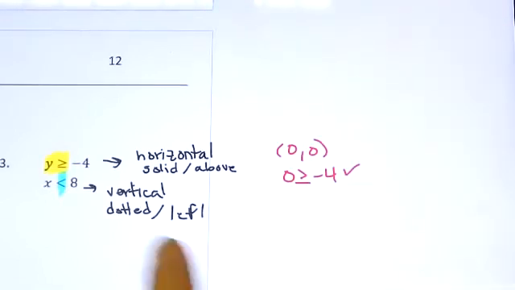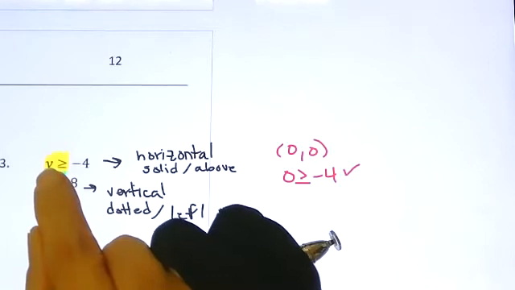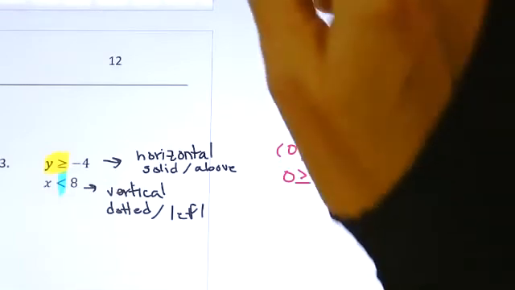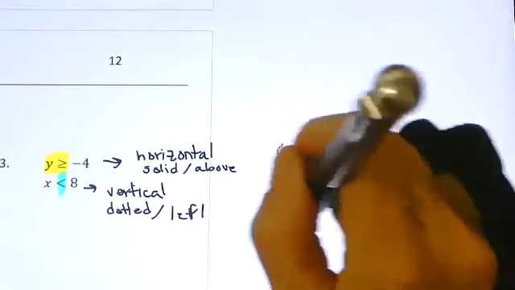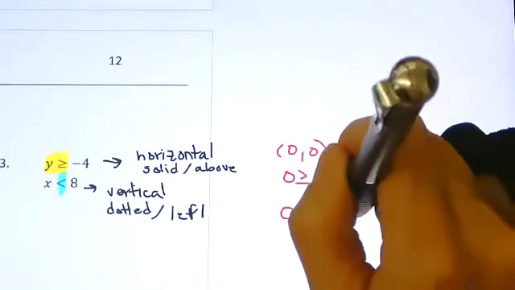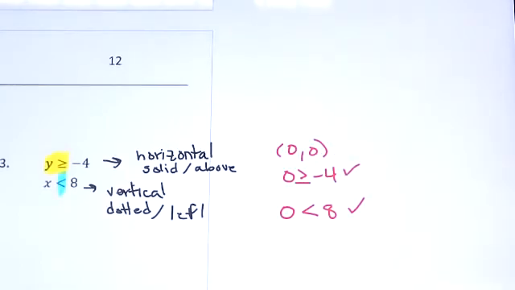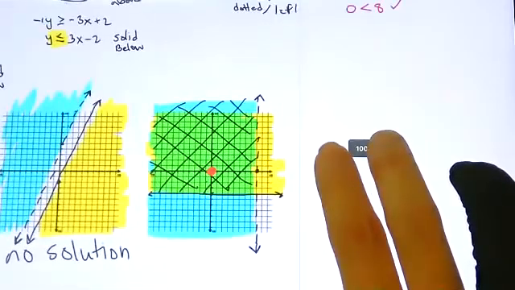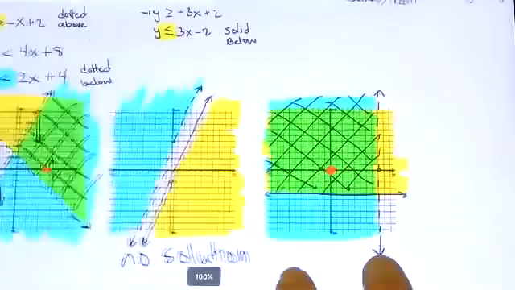That is true. So when I put a 0, there's no x. I just put a 0 for y. It's true. Here, there's no y, but there's an x. Put a 0 in for x. So my second one tells me that 0 should be less than 8, and it is. So I know that that region, the green region, is my solution.